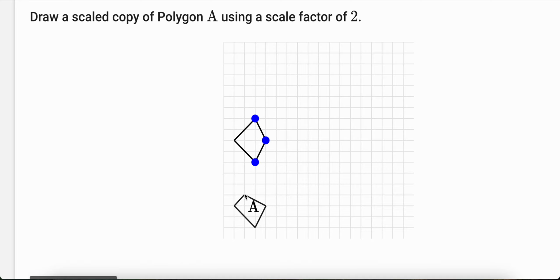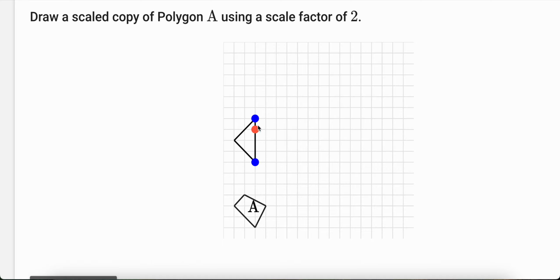Next, we want to look at what vertical and horizontal moves are needed to go from here to here. So I'm going to go to the right 2 and down 2. So if I'm going to apply my scale factor of 2, then that means I'm going to double those moves. Instead of going 2 to the right, I'm going to go 2 moves of 2. So I'm going to go 4 to the right. And then instead of going 1 down, I'm going to go 2 down.